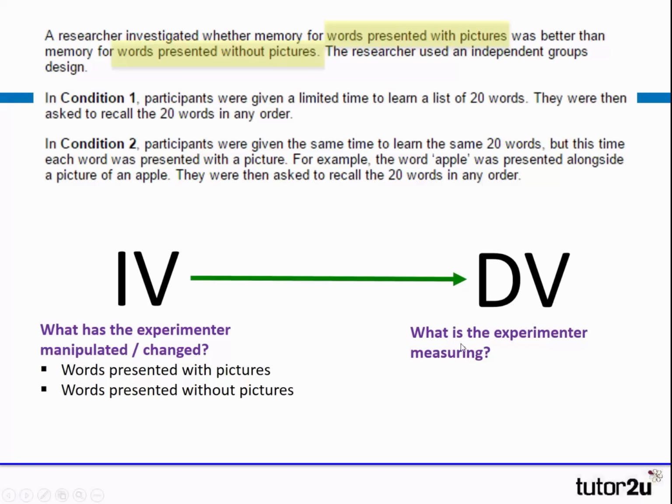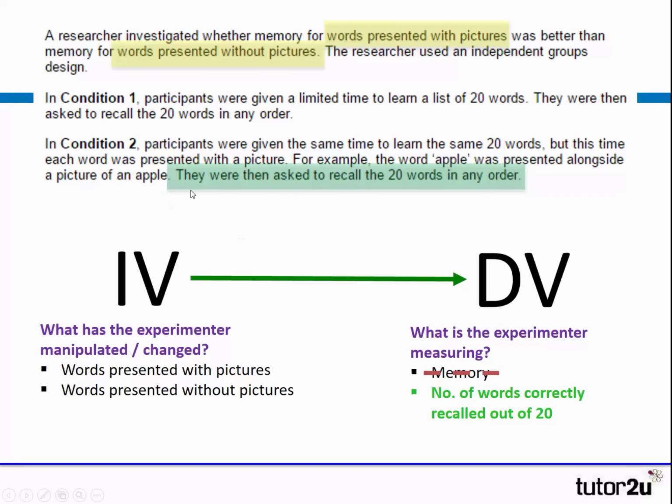What is the experimenter measuring? Now, many students here would go with a simple answer and just say memory. And although this is correct, it's not going to pick you up the marks in a moment. So actually, we need to be much more specific. Memory's not good enough here. We need to say it's the number of words correctly recalled out of 20, because that is operationalized. We can measure that, okay? I can compare one score with another. If I just say memory, I don't know how I'm measuring it. So that's not operationalized, okay?